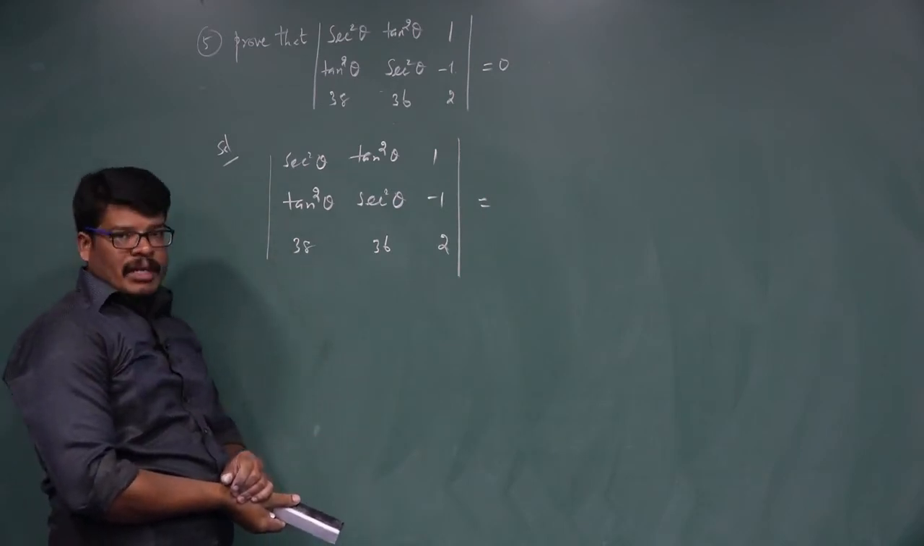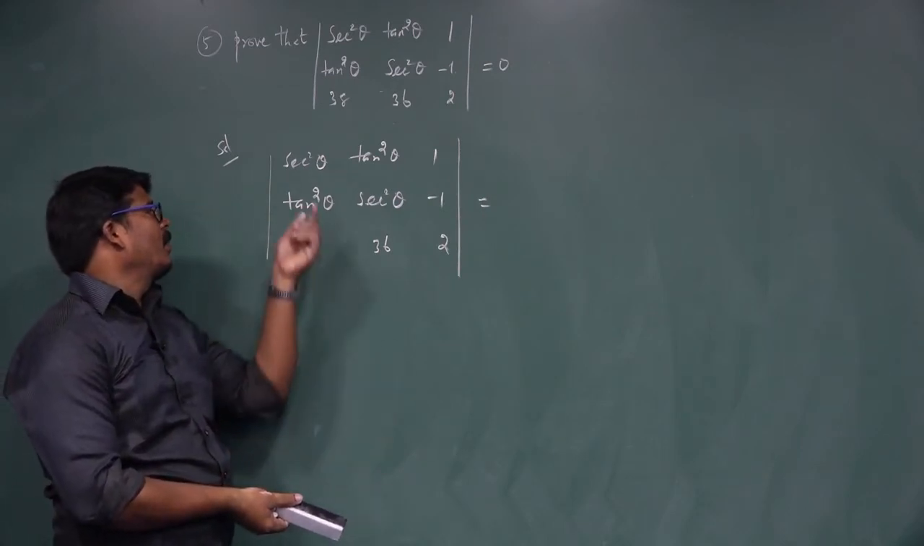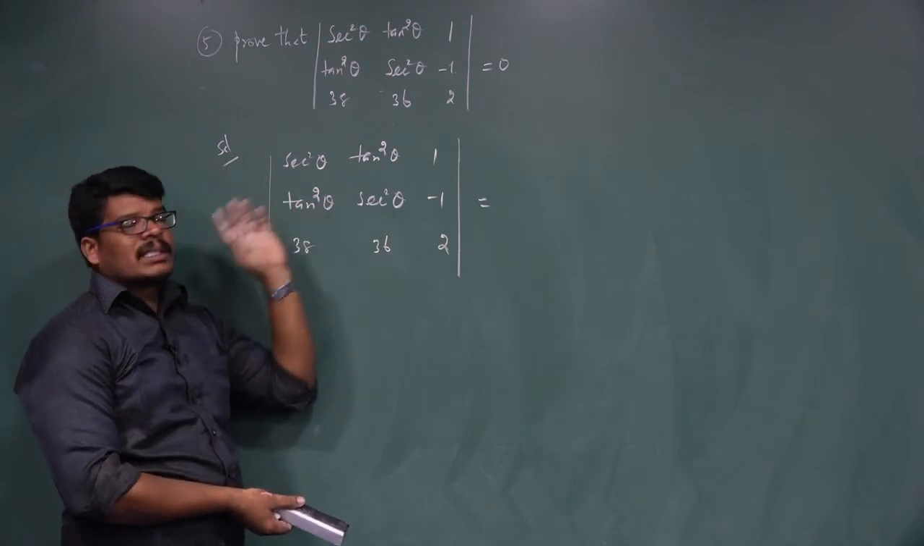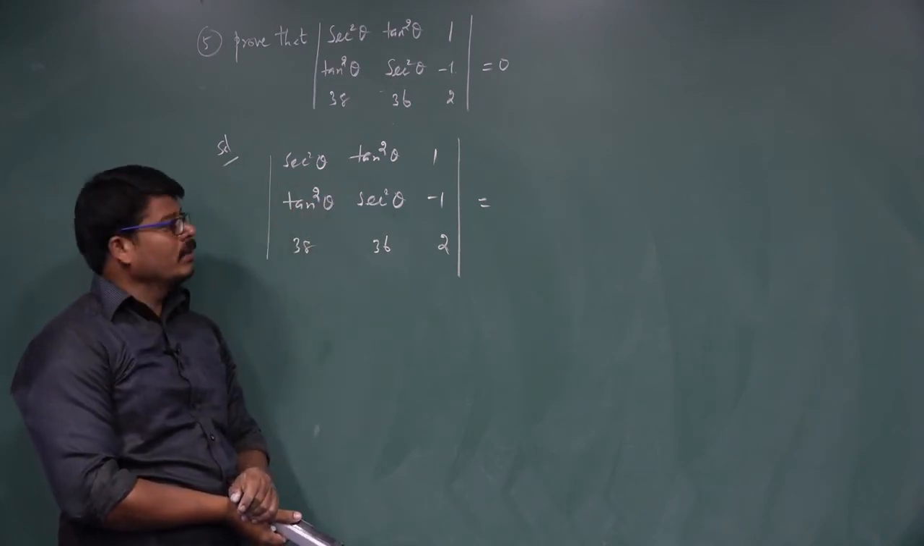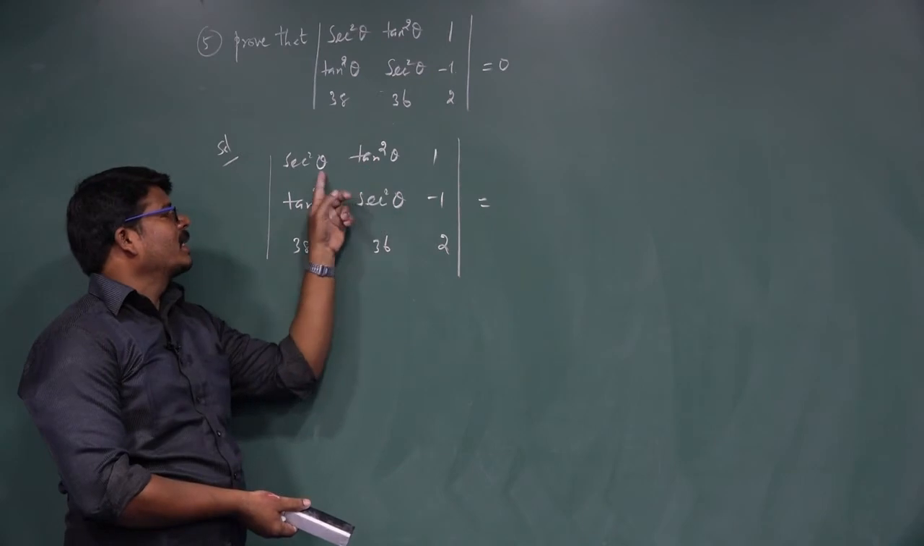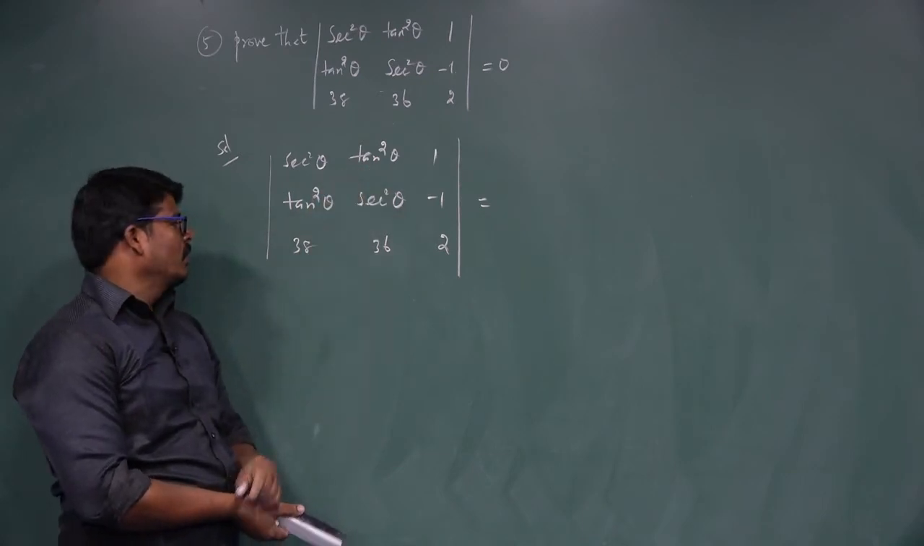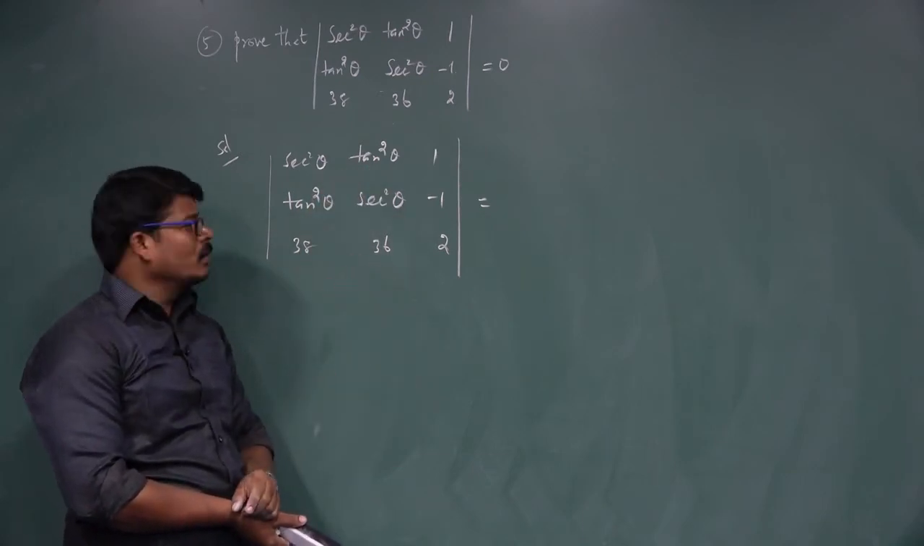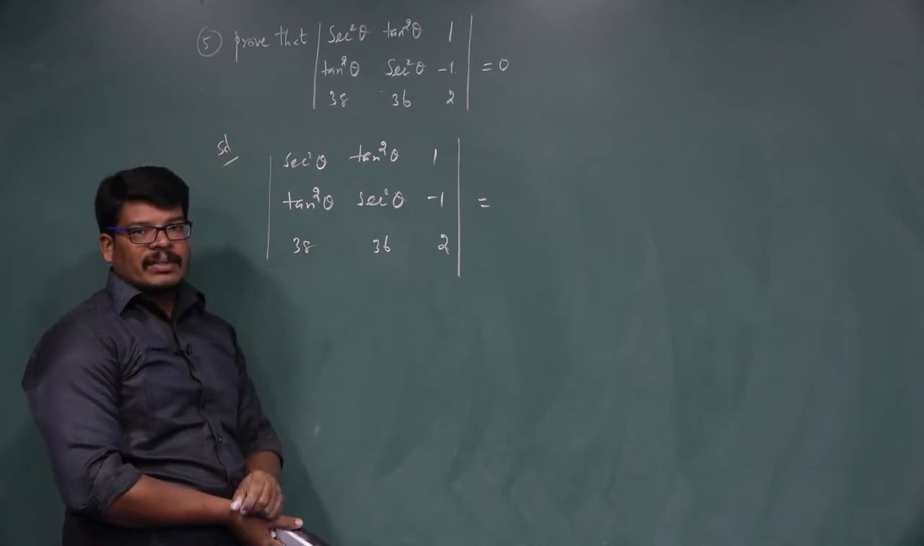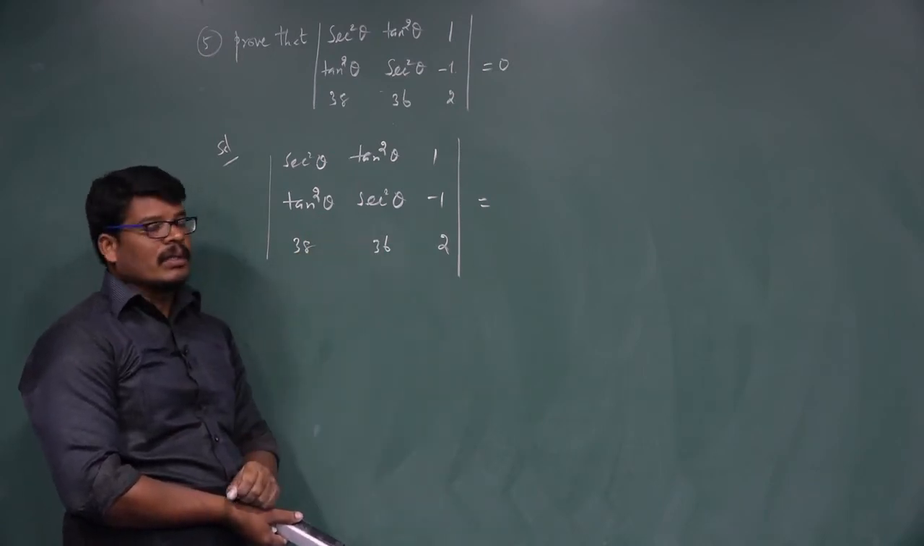You know the trigonometric formula already: secant square theta minus tan square theta value is 1. The third row is 3 minus 3, value 2. And tan square theta minus secant square theta value is minus 1.